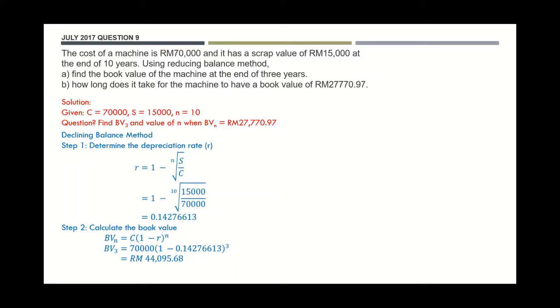years to be equal to RM44,095 ringgit and 68 cent. Okay, so the value is 44,095.68. So that is the book value at the end of the 3 years.